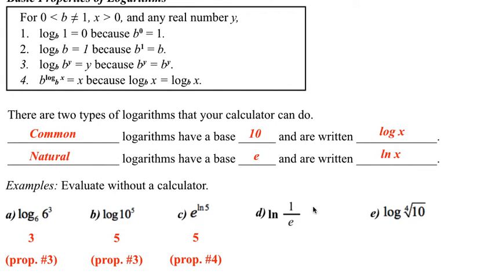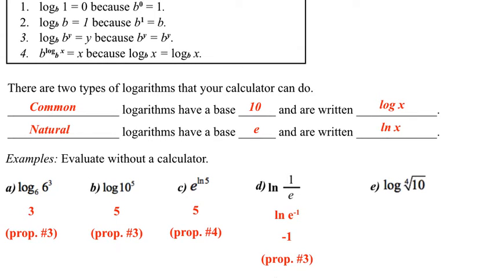That's property 4. Letter D, this one takes just a little bit of work. The natural log of 1 over e is the same as the natural log of e to the minus 1 power. This fraction, 1 over e, is the same as e to the negative 1. So again, our base matches the base of the logarithm, so we're just left with the exponent negative 1, and that was property number 3. And then the log of the fourth root of 10, well, the fourth root of 10 is 10 to the 1/4 power. So again, the bases match, and we're left with only the exponent, property 3.